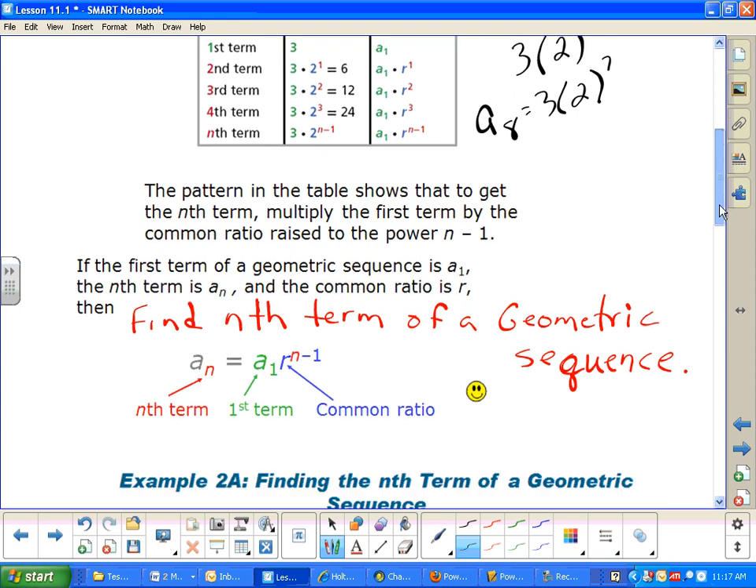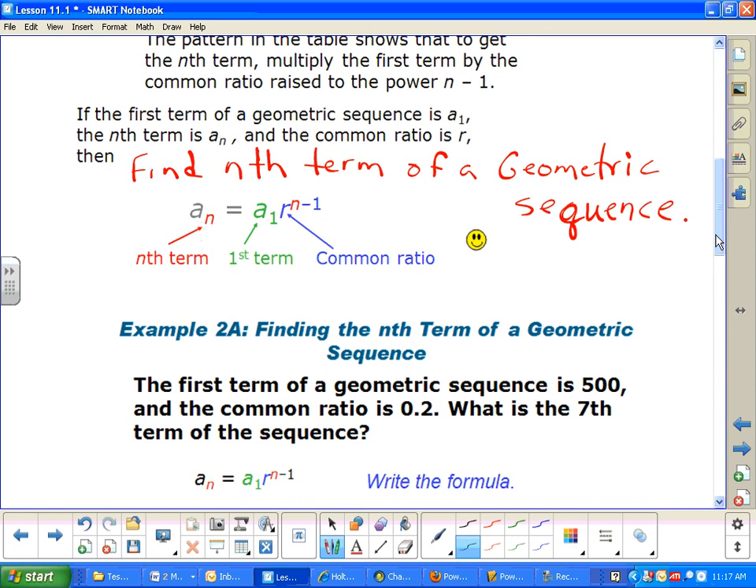So to be able to find a specific term, we need to know 3 things. We need to know the term number we're looking for, we need to know what the first term is, and we need to know what the common ratio is.